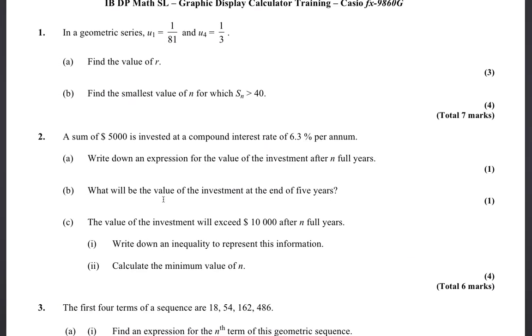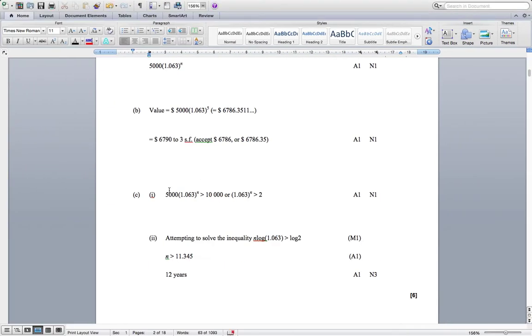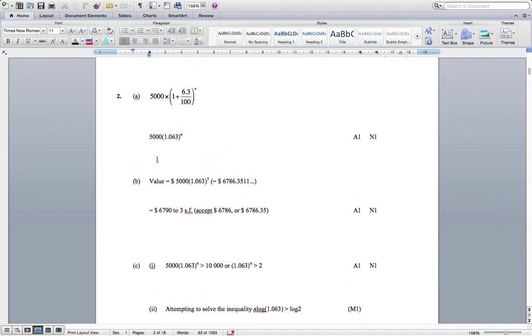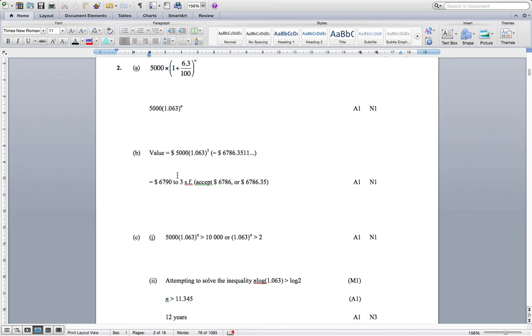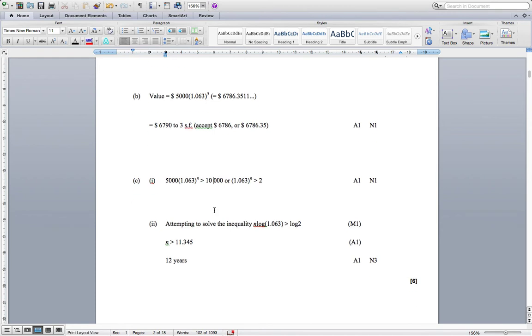And finally, the C part. The value of the investment will exceed $10,000 after n full years. Write down an inequality to represent this information and calculate the minimum value of n. So that means this expression, what you see here, this one, has to be greater than 10,000. So you can see it here. This is the expression. So by writing this expression, you will get 1 mark.